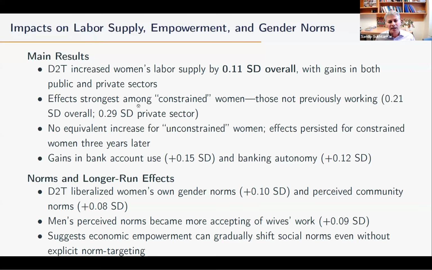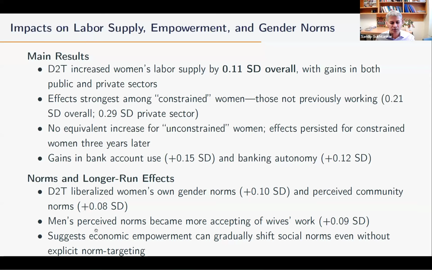And again, importantly, the biggest effects were amongst women who previously had not worked on this public sector program. Okay, so these were the constrained women, in the sense that their husbands were really not allowing them to work. But now they're getting these accounts, they're getting their payments, and they want to work more.